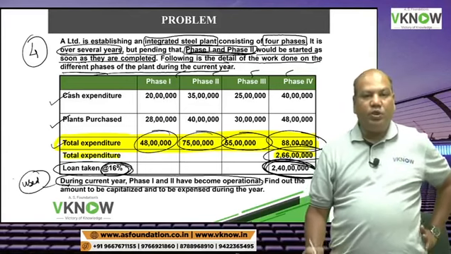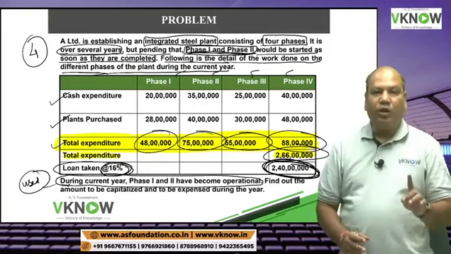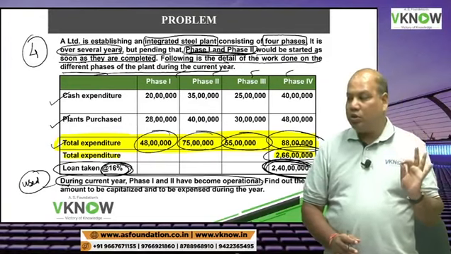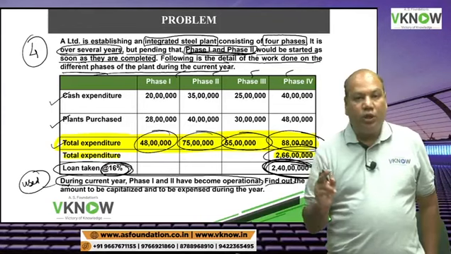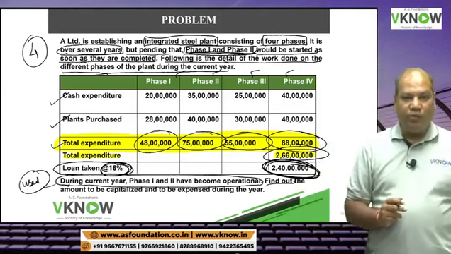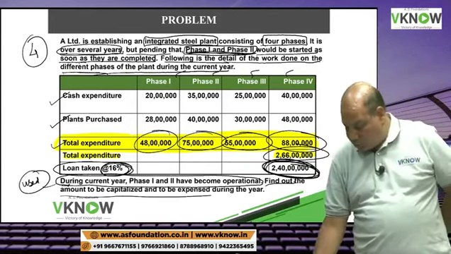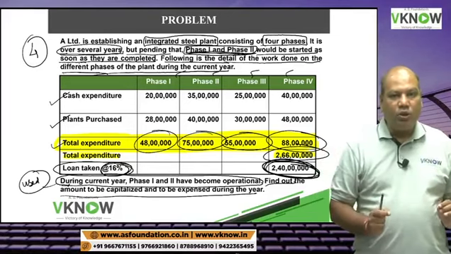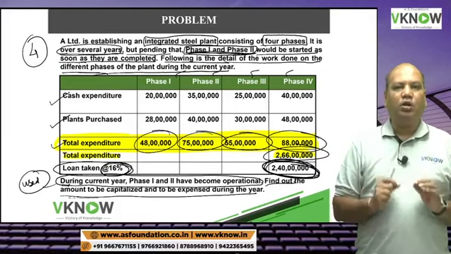They can be used, which means the borrowing cost relating to phase 1 and phase 2 will be charged to the P&L account because they have become operational. And the borrowing cost relating to phase 3 and phase 4, you will continue to capitalize because they are not yet operational. The question is, how much amount will be capitalized and how much amount will be charged to the P&L account?